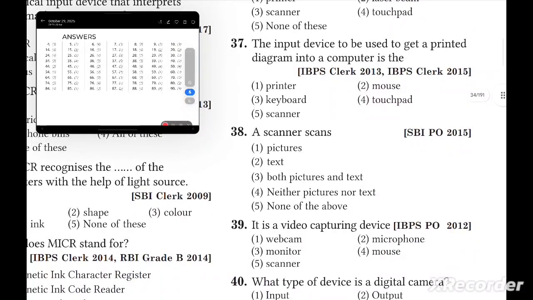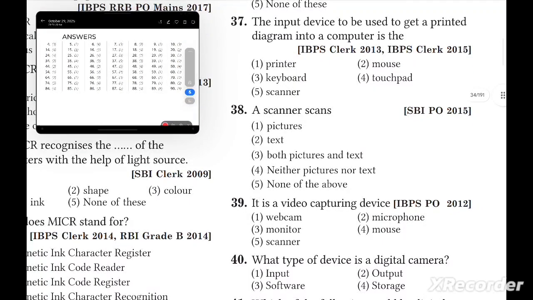Next, the input device to be used to get a printed diagram into a computer is the first, printer, second, mouse, third, keyboard, fourth, touchpad, fifth, scanner. The correct answer is fifth, scanner.